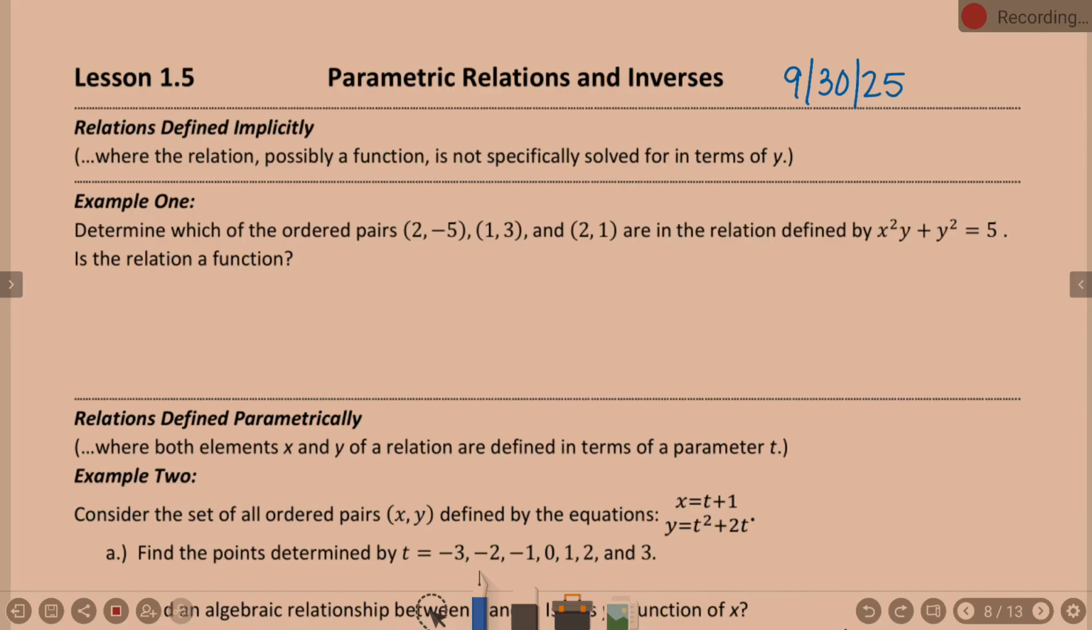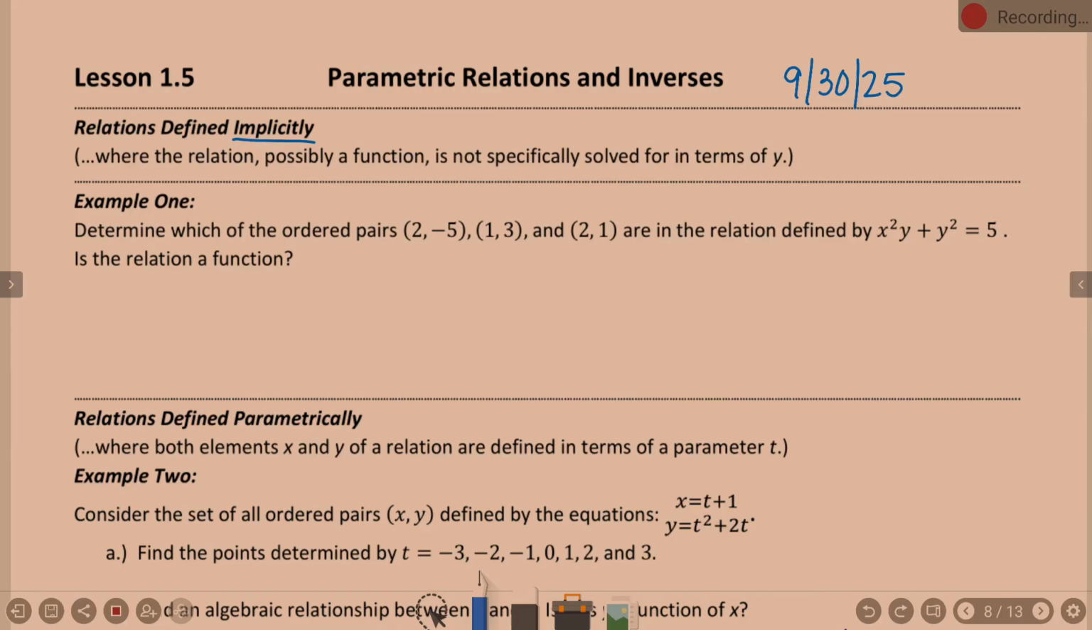So, now, a little bit of definition. An implicit relation. So a relation defined implicitly. Okay, when we talk about a relation defined implicitly, and we'll see some of those today, that's a relation where it may be a function, it may not be, but it's not specifically solved in terms of y. Like, personally, me as a math teacher, I prefer when my equation is y equals blank. It's easy to graph. It's easy to plug into.